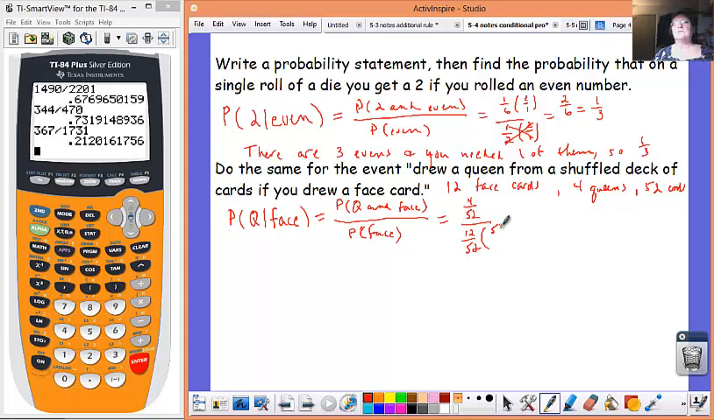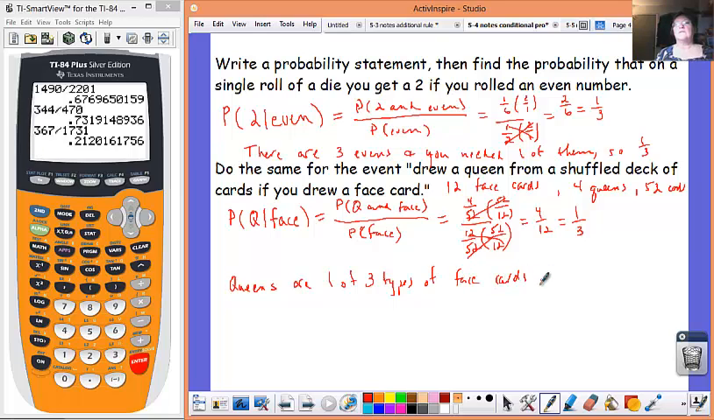And when we flip and multiply, 52 over 12, the 52's cancel, and we're looking at 4/12 or 1/3. Again, the same logic applies. Queens are just one of 3 types of face cards. So 1/3 has to be that probability. See, the formula works, but sometimes it's a little cumbersome. In fact, you have to think hard about it sometimes.